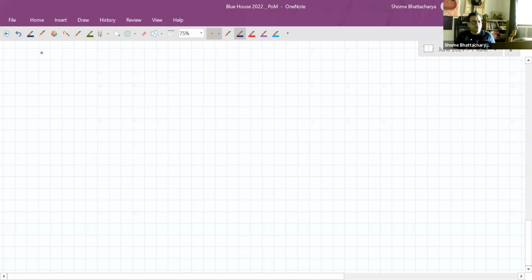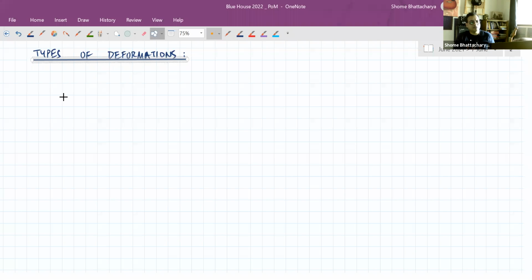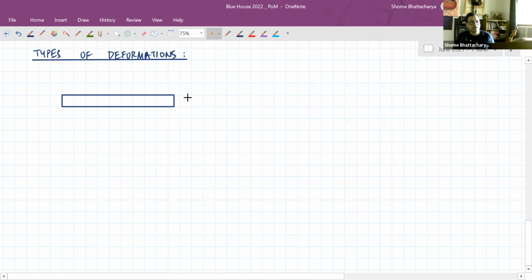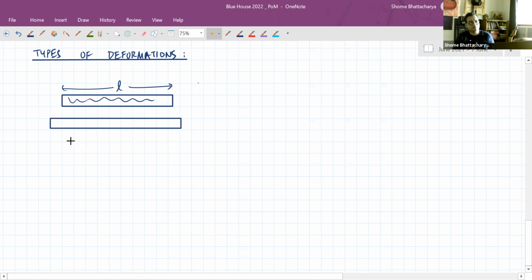All right, now we will look at some different types of deformations, and then we'll come to stress and strain. So when a material undergoes a deformation whereby its length is altered with respect to its natural length by either compressing or extending it, then it is called longitudinal deformation. So longitudinal deformation is of two types: compression and extension.